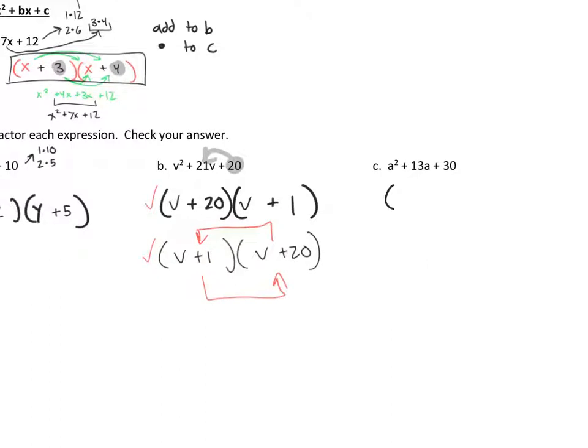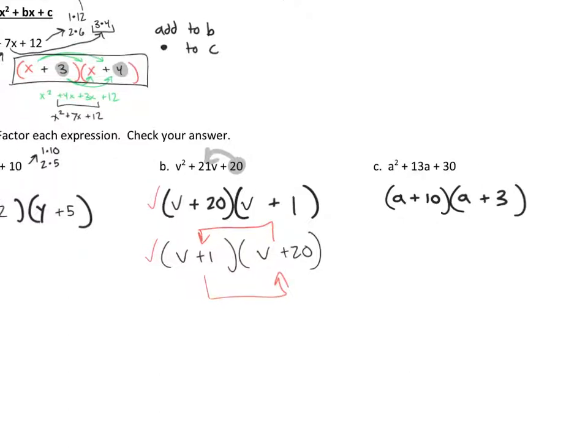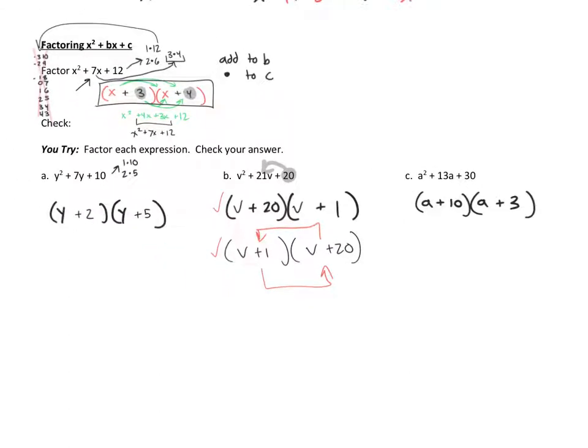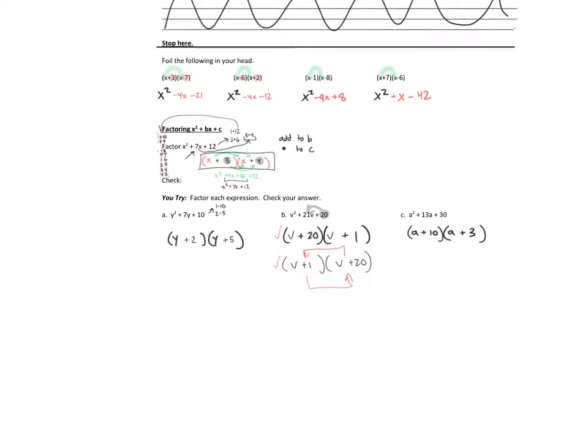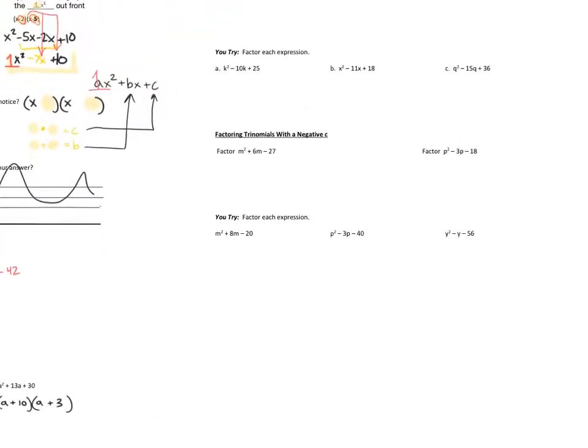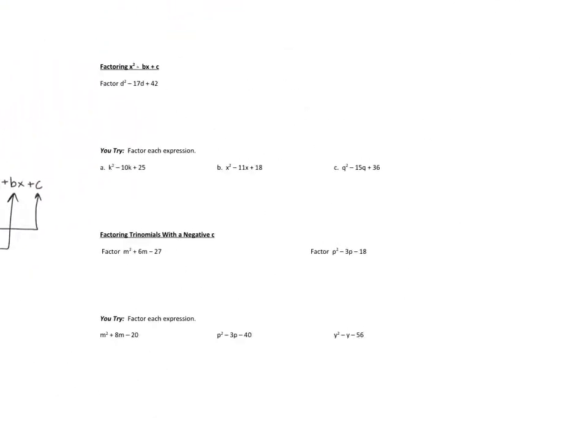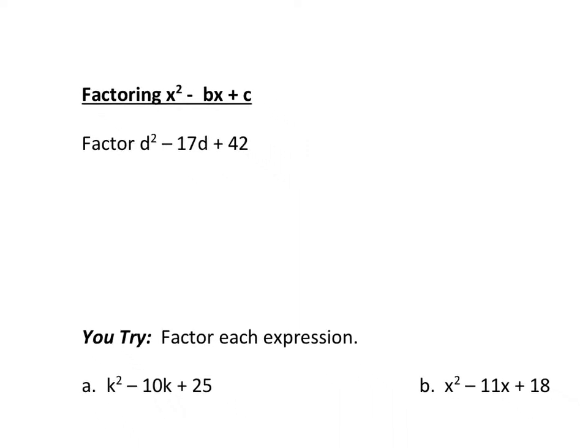So for this one, pause the video once again. Find numbers that multiply to 30 that also add to 13. The answer to that is 10 and 3. These have been the most basic type of factoring that I could give you. We'll start to change up the signs, and that will alter some of the approaches, but the process remains the same.